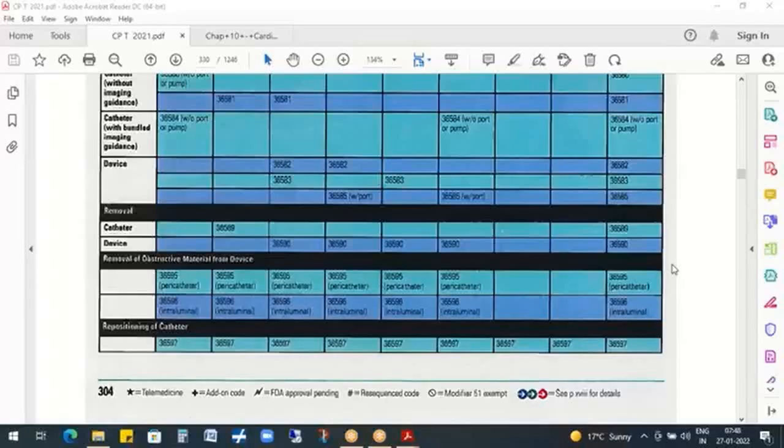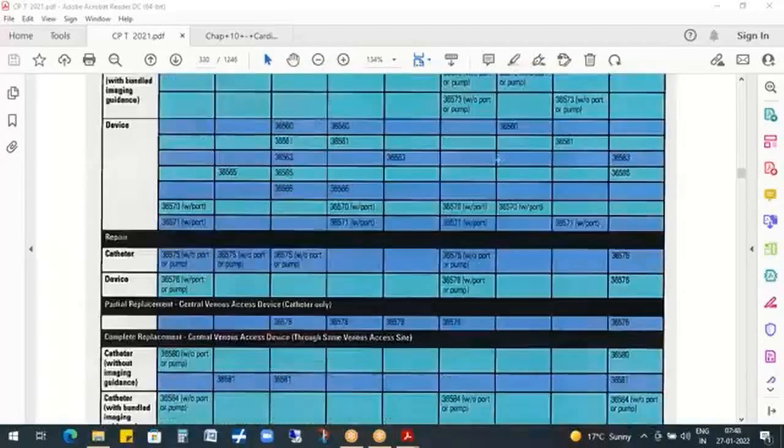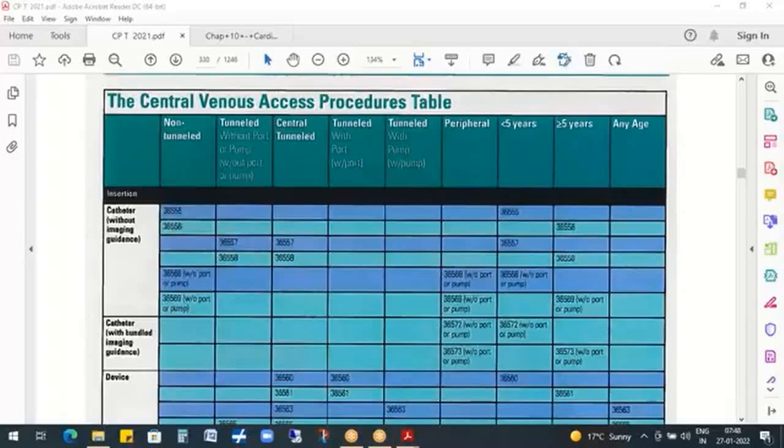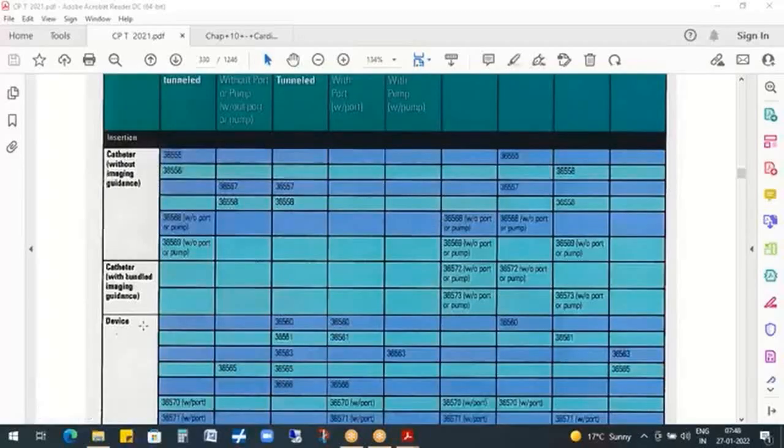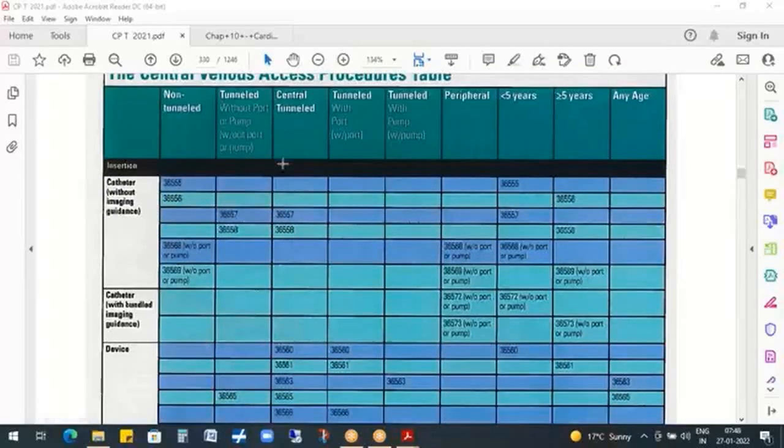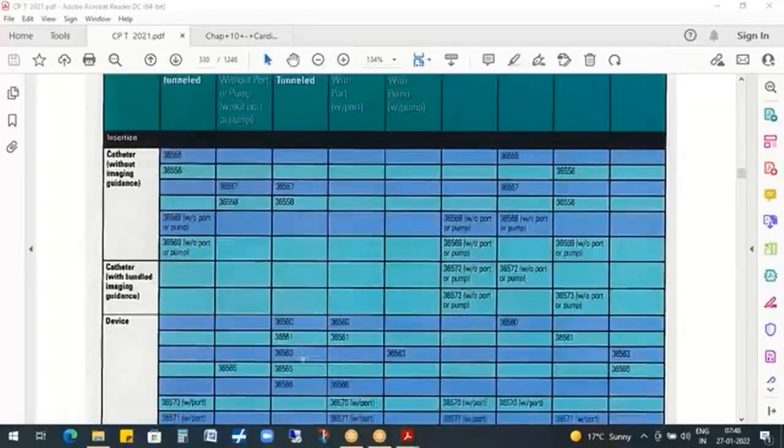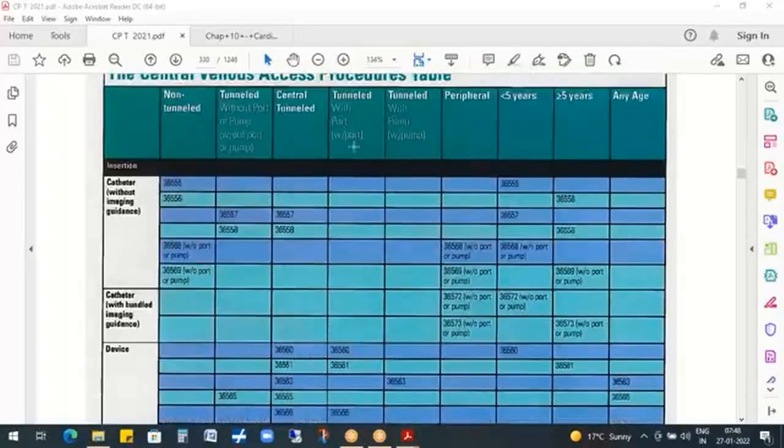In this table, the last three columns, less than 5 years and more than 5 years, are for what? For example, if you take a device, centrally tunneled, you can see there are two codes. What are the two codes? 36560, 561. Tunneled with port, 560, 561, the same codes. But how are these codes divided based on age? If age is less than 5 years, 560; greater than 5 years, 561.